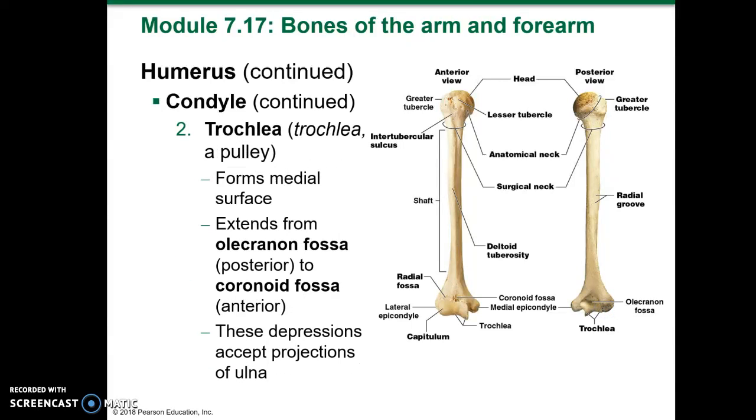And then the trochlea forms a medial surface. It extends from the olecranon fossa at the posterior surface to the coronoid fossa at the anterior surface. And these depressions accept the projections of the ulna. This is where the U of the ulna fits in.